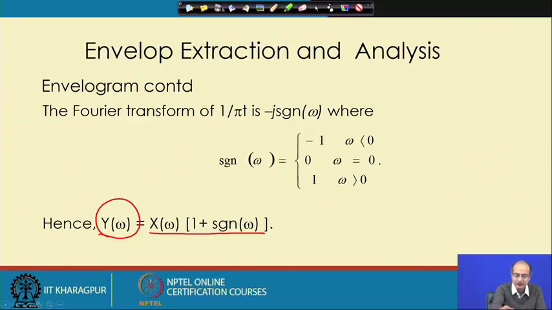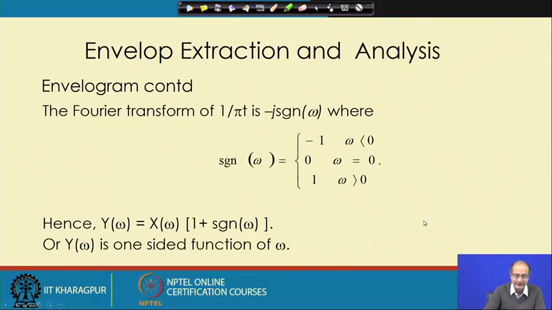Using that, we can very easily find the value, and one thing we can note is that if we take the term 1 plus sign omega, for the negative side of the frequency the value would be 0, for 0 it would be 1, and on the positive side it becomes 2. So it is a one-sided function of omega, irrespective of the spectrum of X(omega). In this way we compute the analytic signal, and here we go through the steps of it.